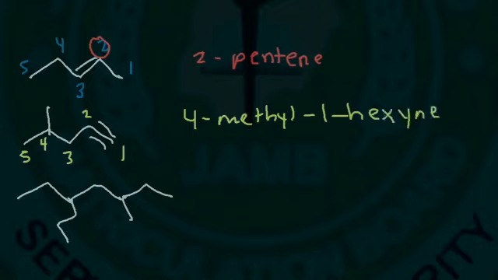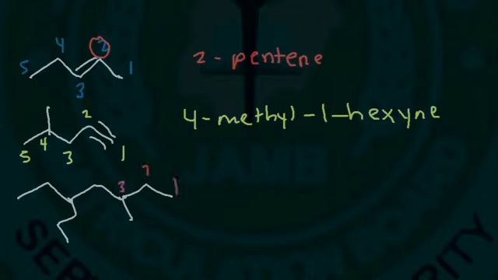So for the next example, you don't want to count it this way: 1, 2, 3, 4, 5, 6, 7, because that is not the longest chain. So make sure you look for the longest chain always. The longest chain actually starts from here.